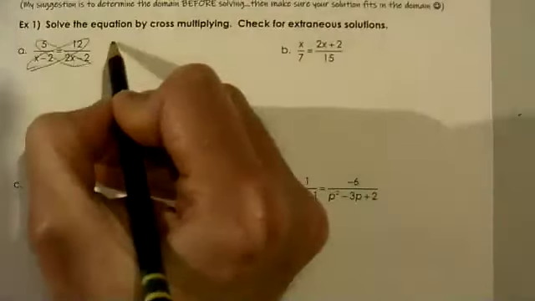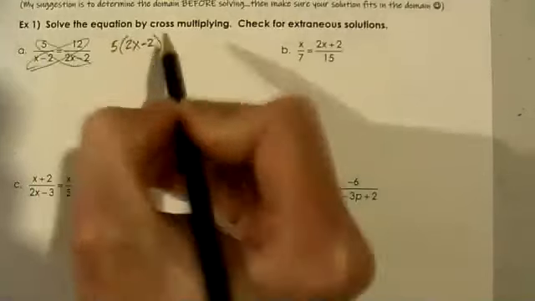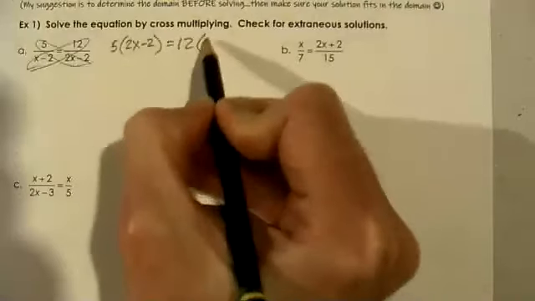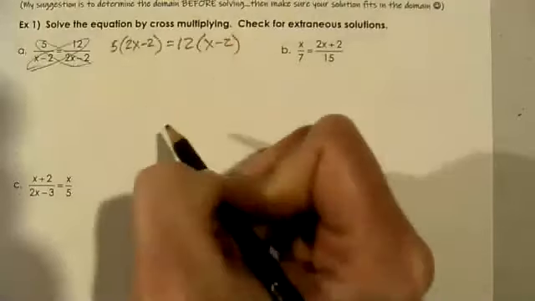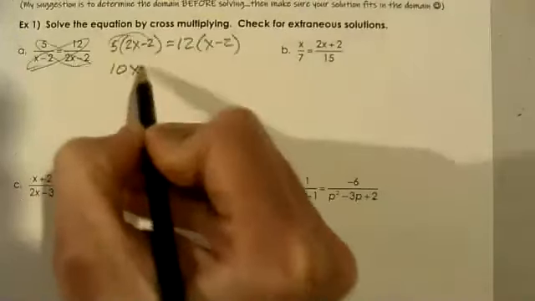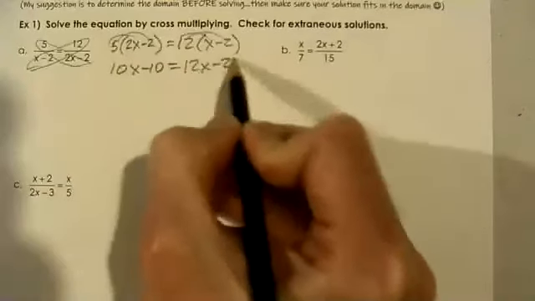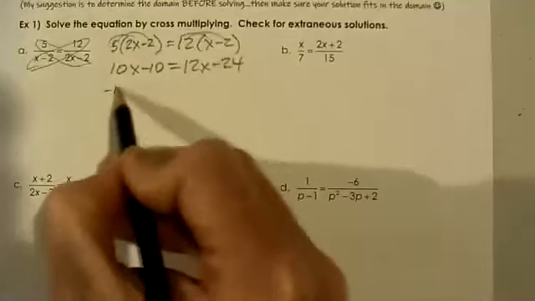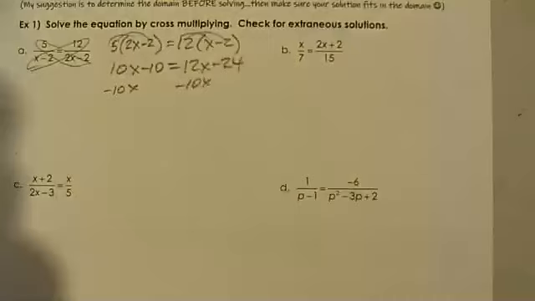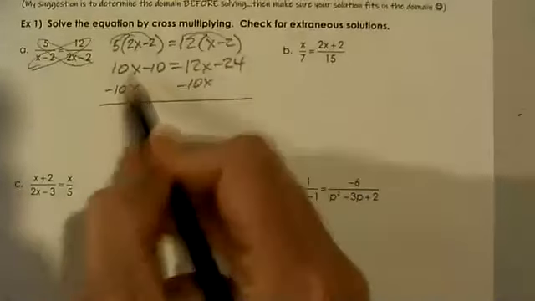So we'll say that this is 5 times 2x minus 2. And over here, this is 12 times x minus 2. Distribute: 10x minus 10, 12x minus 24. Now notice that there are no fractions, so we can go right in to just solving like a regular algebra problem.